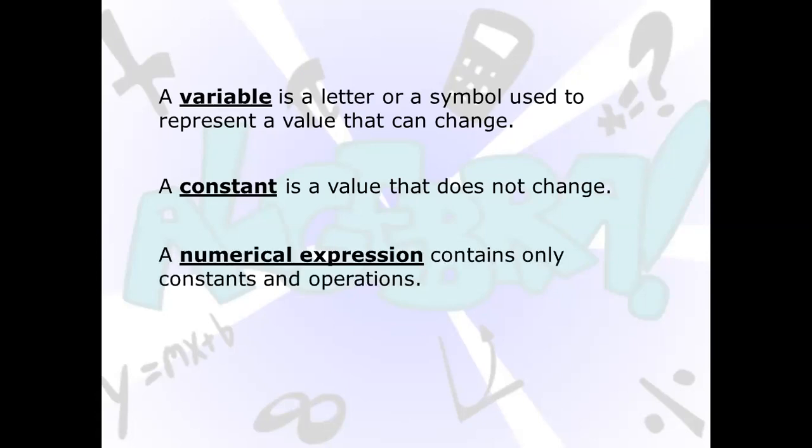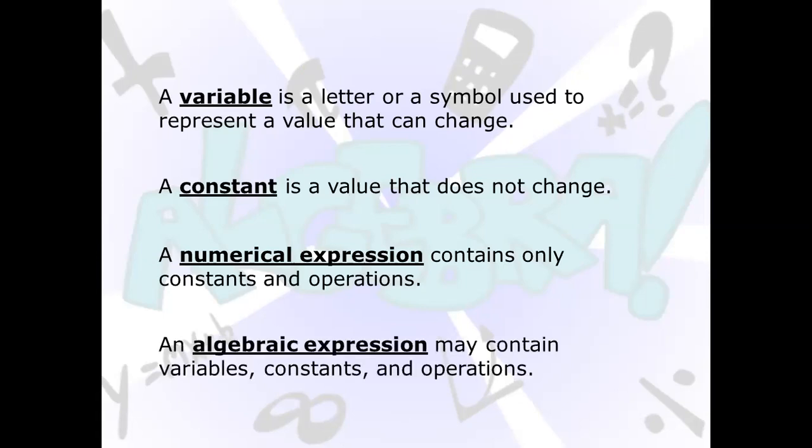Next one is a numerical expression. Numeric means numbers, and you know that a numeric expression contains only constants and operations. Okay, so constants in the sense you can have a number, because they don't change. So that's what they mean. It has numbers and operations. Operations means the plus, minus, multiply or divide sign. Then we have the algebraic expression. It contains variables such as the letters or symbols, or constants that are the numbers, and operations as well. Operations are the 4 basic operations: plus, minus, divide or multiply.